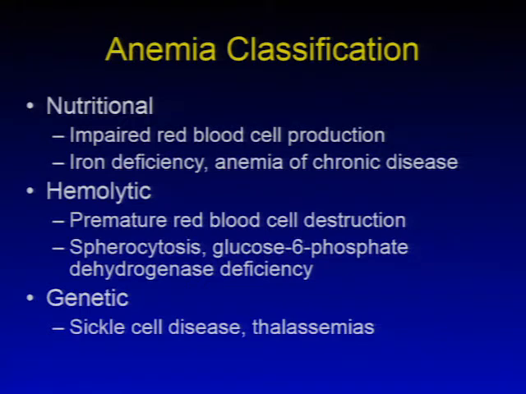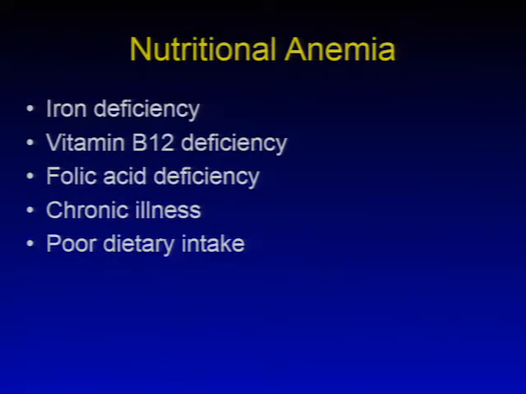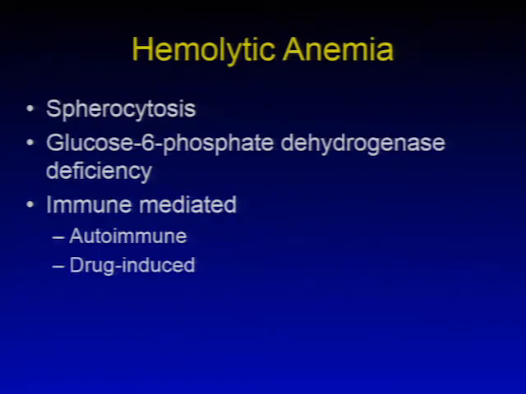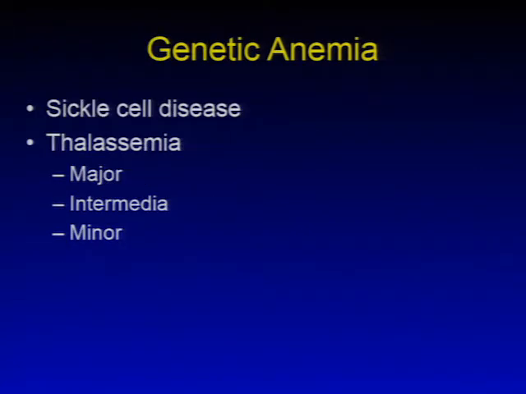This is one way. You can really pick any one that works for you, but there are nutritional, hemolytic, and genetic causes. Of course, we'll get into those here. This list is not exhaustive, but iron deficiencies, vitamin B12 or folic acid deficiencies can lead to anemias, chronic illness, poor dietary intake. Hemolytic anemias include glucose 6-phosphate dehydrogenase deficiency, and there are immune causes as well, autoimmune and medication or drug-induced as well. Now, the genetic anemias include sickle cell disease and thalassemia. We will go over these in great detail in some coming slides.